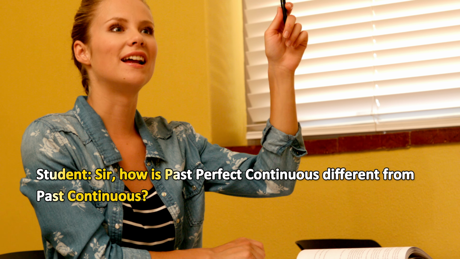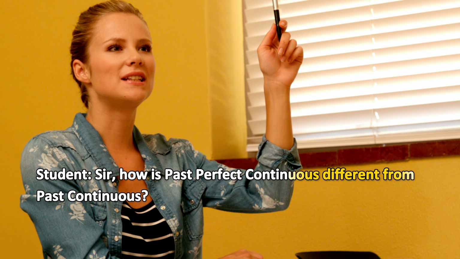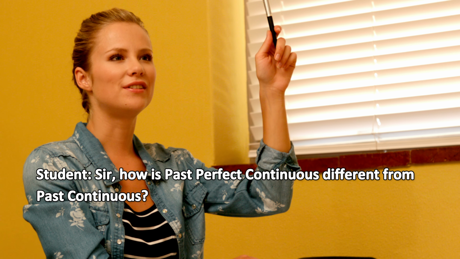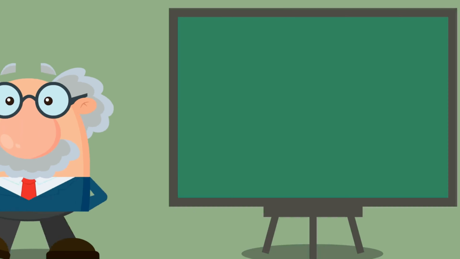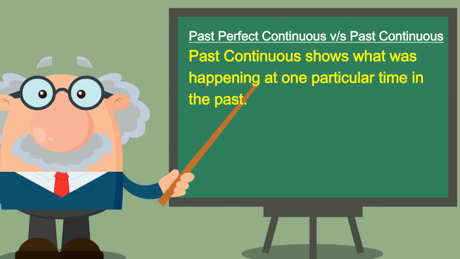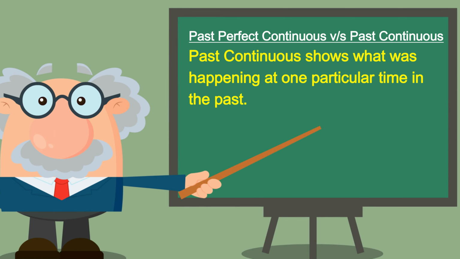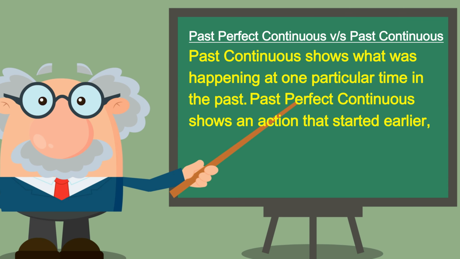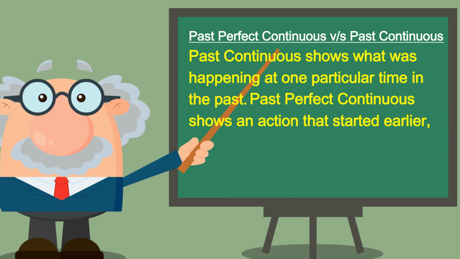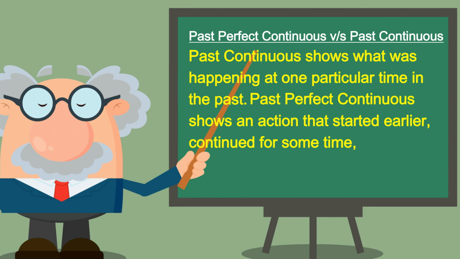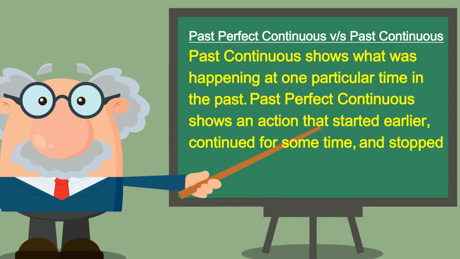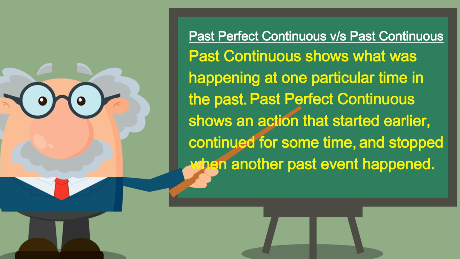Sir, how is past perfect continuous different from past continuous? Past continuous shows what was happening at one particular time in the past. Past perfect continuous shows an action that started earlier, continued for some time, and stopped when another past event happened.